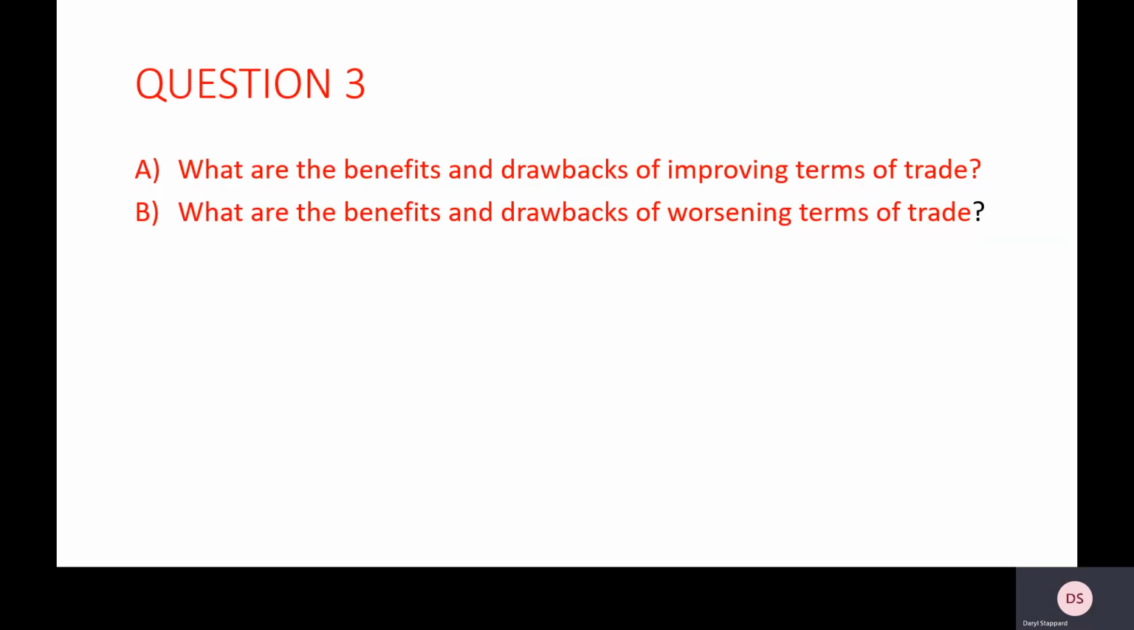Right, just to wrap this up, everyone, you've now got this. What are the benefits and drawbacks of improving terms of trade, and what are the benefits and drawbacks of worsening terms of trade? Try and think about which one's better for living standards and which one is better for trade performance. Right, guys, once you've done that, that's the end of this video.